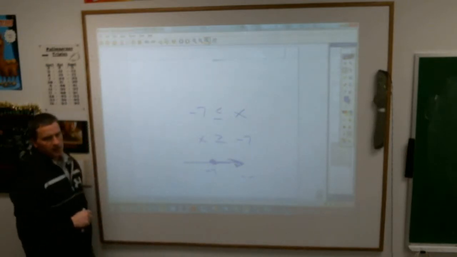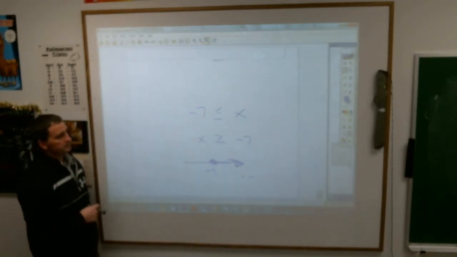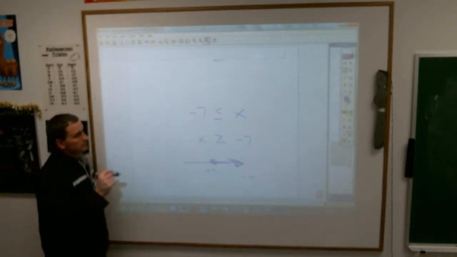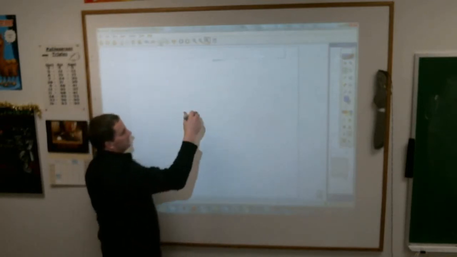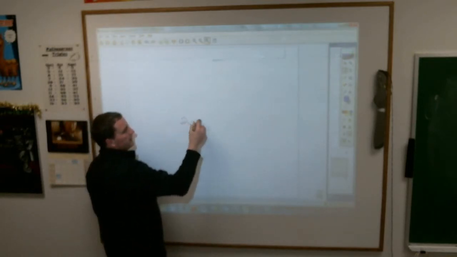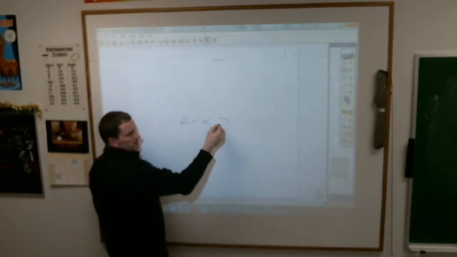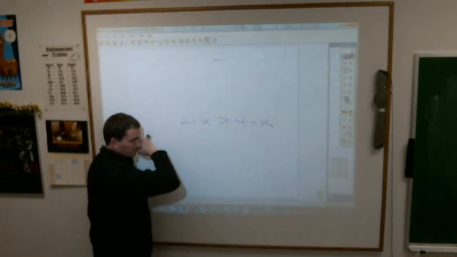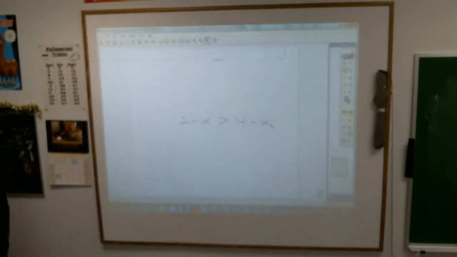Ava? What if the x canceled out on both sides? Like 2 minus x is greater than 4 minus x. That's a good question, because these get a little more complicated. Listen, because this probably comes up on the worksheet somewhere, doesn't it?